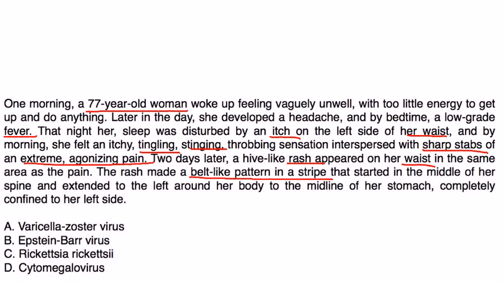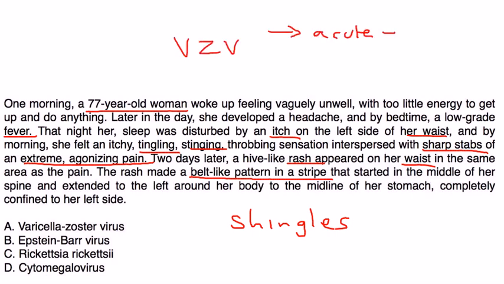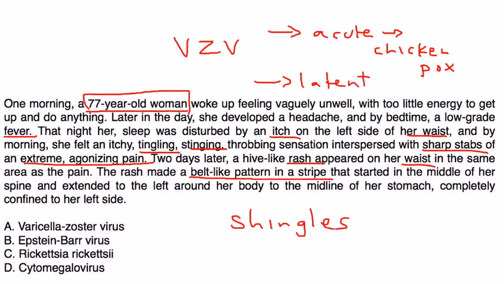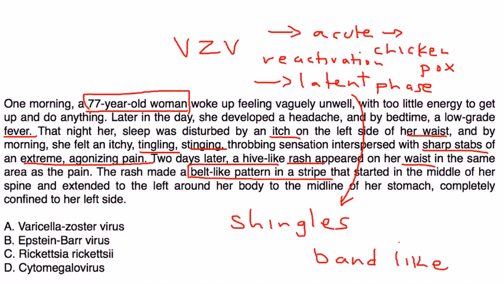Well, they want to know what is the cause, what is the bug. Well, this question is describing shingles. So remember, you have varicella zoster virus in its acute phase. It causes chickenpox. But then later, many years later, because as you can see, she's 77 years old, a latent reactivation of the latent phase can result in shingles. And shingles is this belt-like or band-like rash that appears in a dermatomal distribution across the skin. So the answer to this question is A.